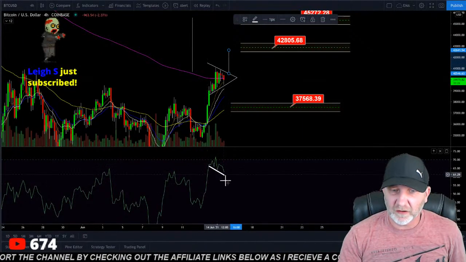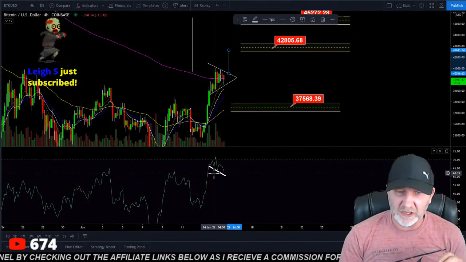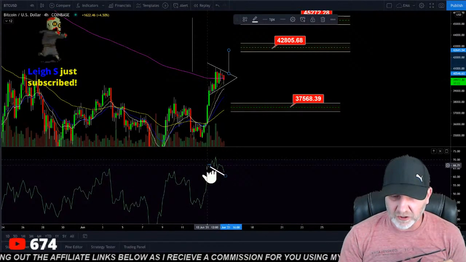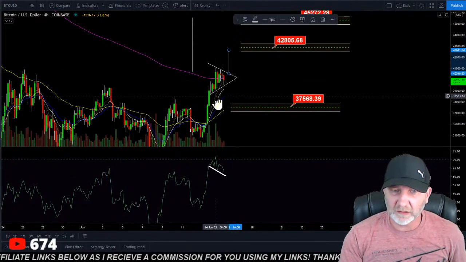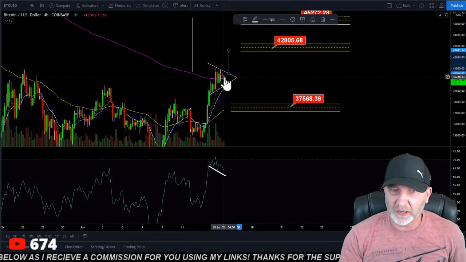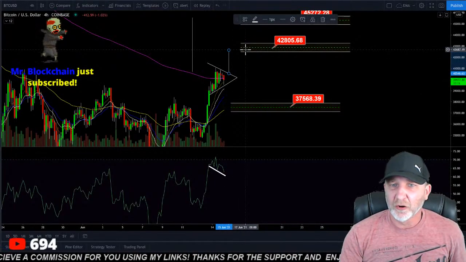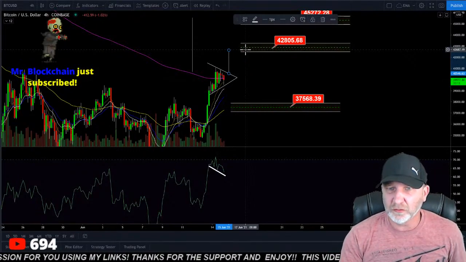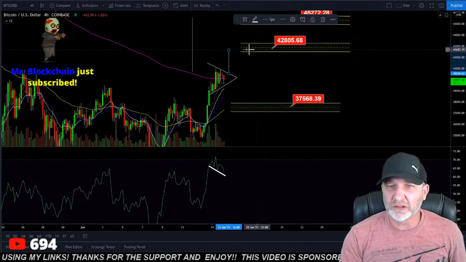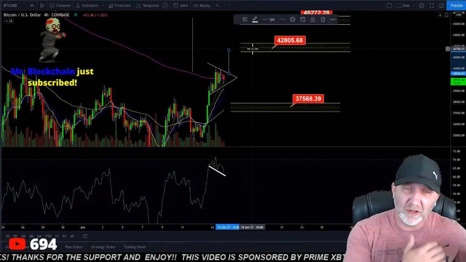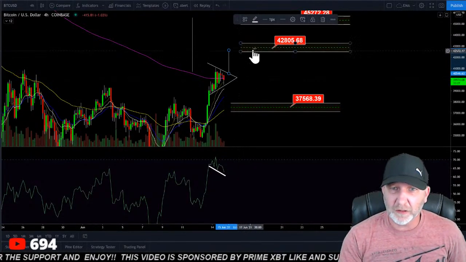validating this bullish divergence, which is actually hidden bullish divergence because we're getting lower lows in the RSI, higher lows in the price action. So if we did break up here, we can see that 42.6 to 42.8, which also lines up with that 0.382 fib.